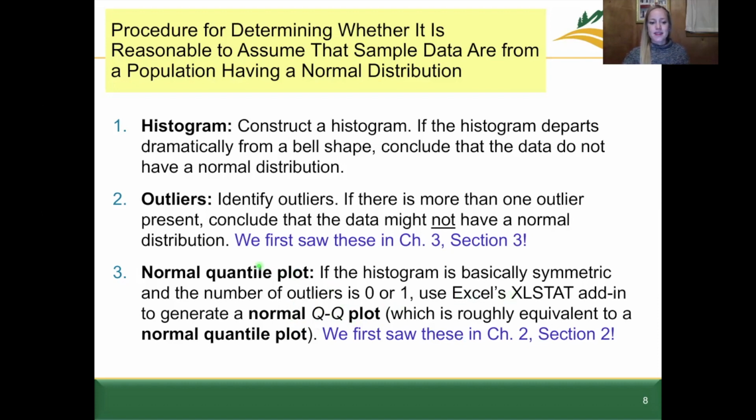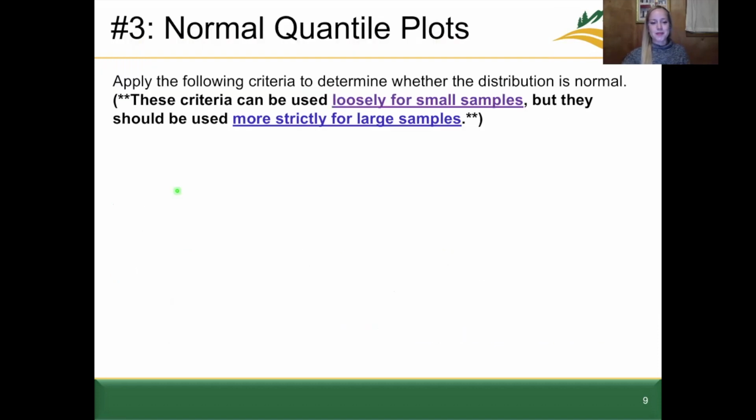If you're thinking these normal quantile plots sound familiar, it's because we have seen these before. So we first saw these in Chapter 2, Section 2. This was when we were first looking at types of graphs. So if you want to go back and look at that for a refresher, you're welcome to do that as well. Now again, the focus is going to be more on these normal quantile plots and not as much on histograms and outliers again.